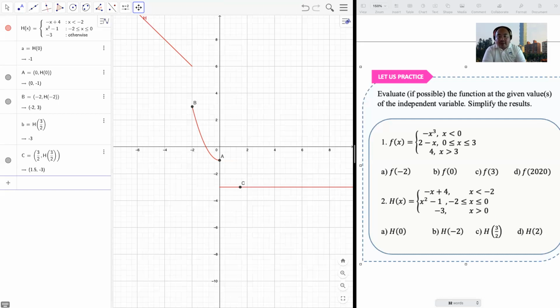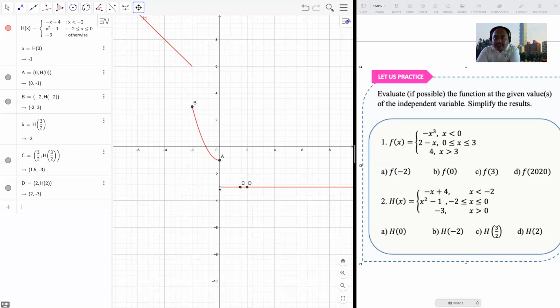And finally, what is h of 2? Okay, let's graph that. 2, h of 2. It is still at negative 3. Okay. Sir, how about at negative 2? What is the... okay, it's already there. At negative 2, h of negative 2 is here. Again, you will see the limitation of GeoGebra. You cannot see hollow points. You know that it is hollow here and it is hollow here.